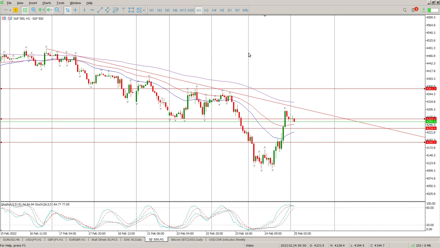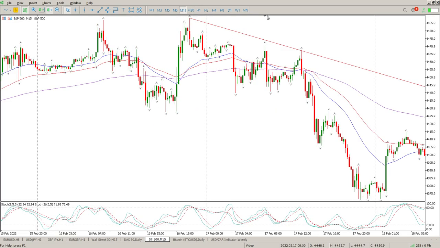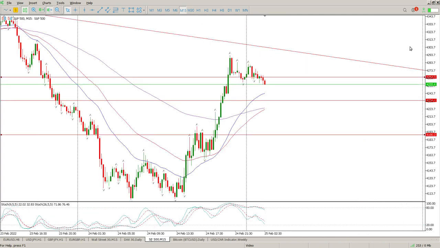But as I said, on the higher time frames, we have way too many signals that the bottom is potentially coming in. So I'd be very cautious of shorting at the moment. And ultimately, I am looking for a value entry for a purchase at the moment.